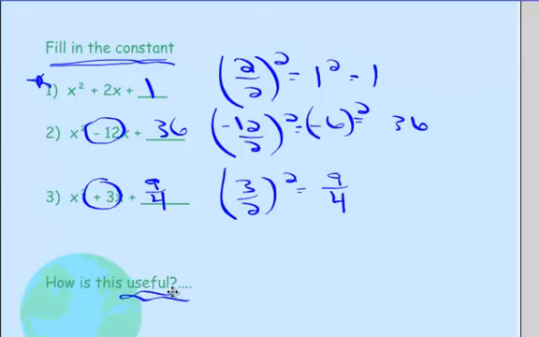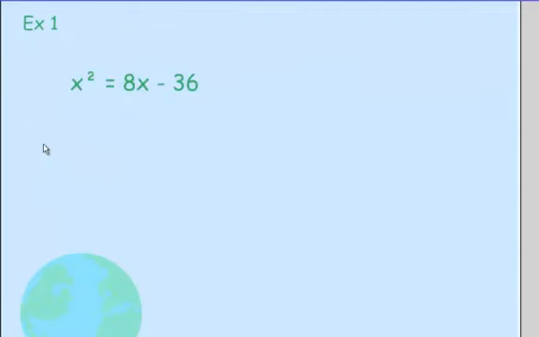So how's this useful? You're saying, okay, you gave me a new equation, you told me to fill in this constant, which is the new c value, and you told me many, many times that these are all perfect square trinomials now. But when am I ever going to use this? How am I going to use it? Why should I use it? Here's one reason.